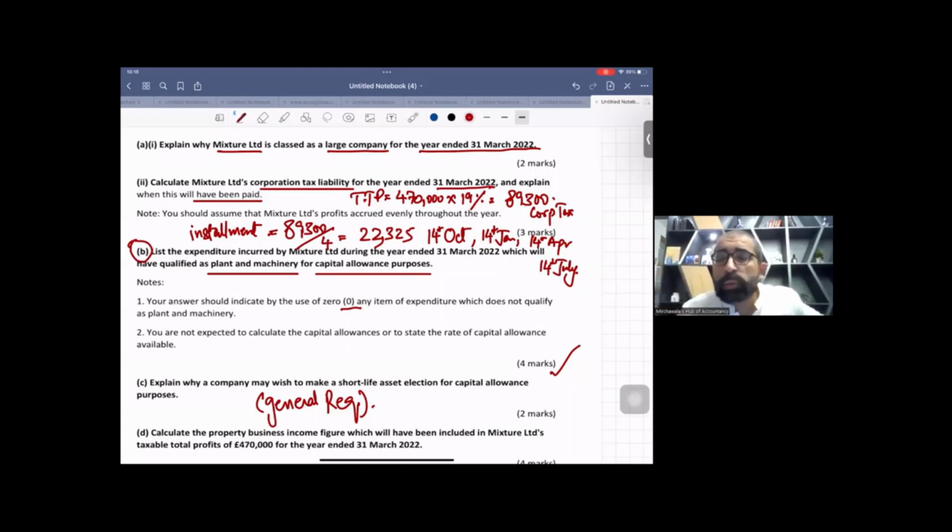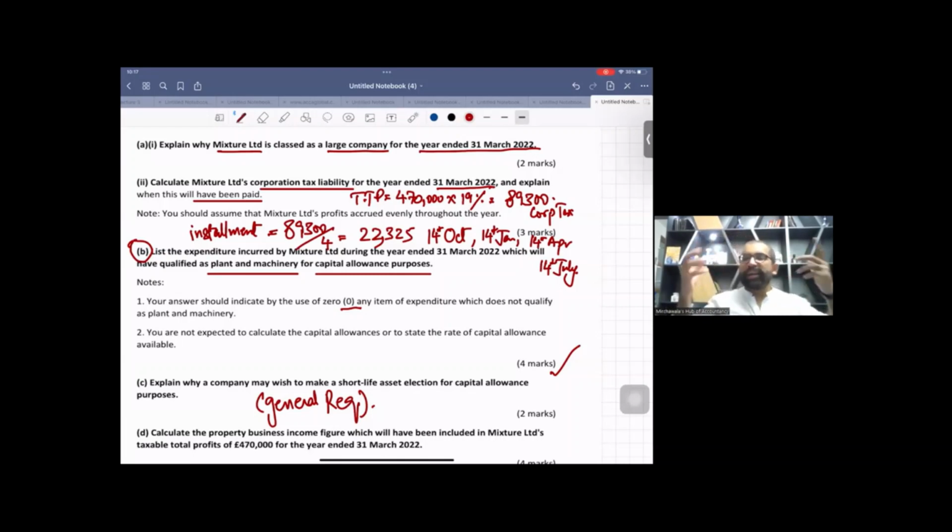Number 1, privately used assets by owner. Owner in individuals, you have to depool. That is a must depool thing. And the second thing is short life assets. Short life assets you have the option to depool.